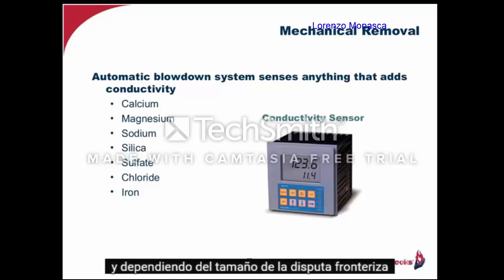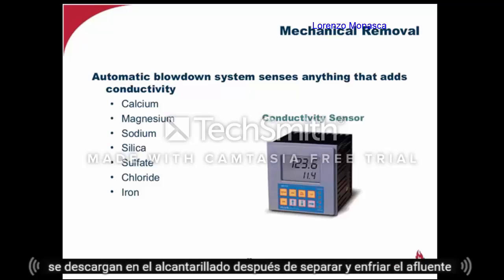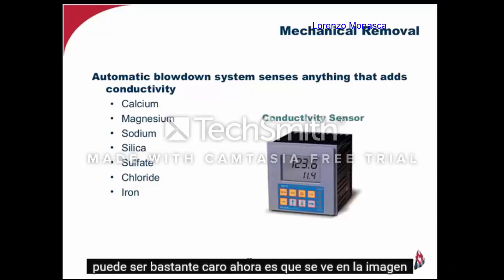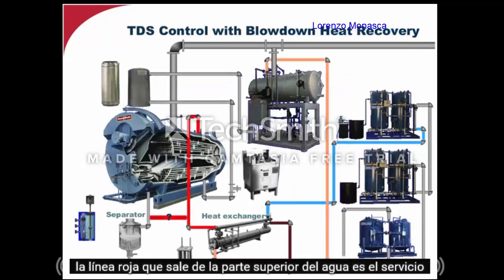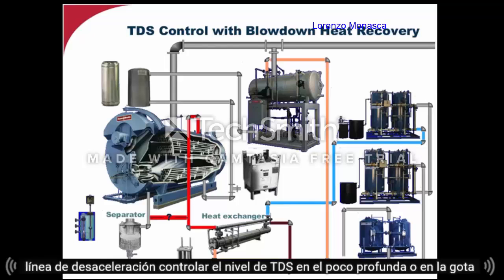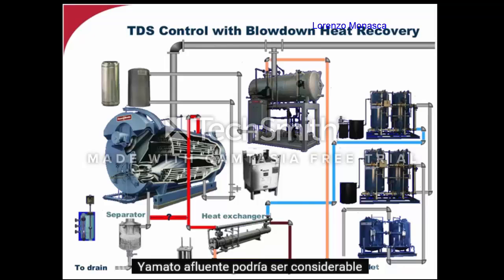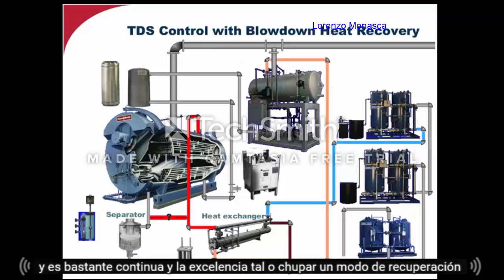And depending upon the size of the boiler, this discharge into the sewer after separating and cooling the effluent can be quite expensive. Now, as you see in the picture, the red line coming off the top of the boiler is the surface blowdown line, controlling the TDS level in the shell or in the drum. The amount of effluent could be considerable, and if fairly continuous, may be an excellent source of heat recovery.